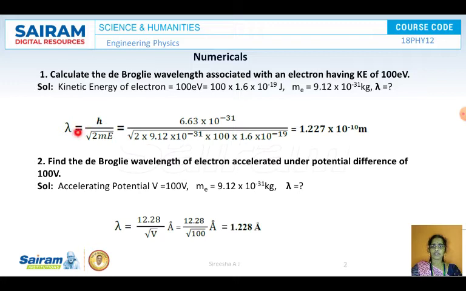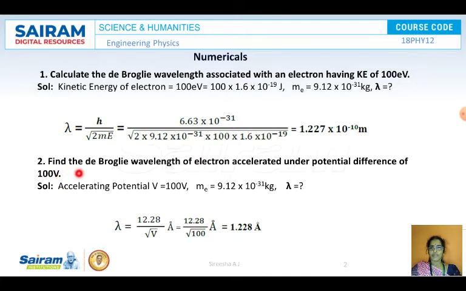De Broglie wavelength of an electron: lambda is equal to h by root of 2mE. This is the formula which we have derived in the sessions, where E is the kinetic energy which has been given as 100 eV. So substitute the value of h, the mass of the electron and the energy in terms of joules which we have converted, and do the calculations. You will get the value as 1.227 into 10 to the power of minus 10 meters.